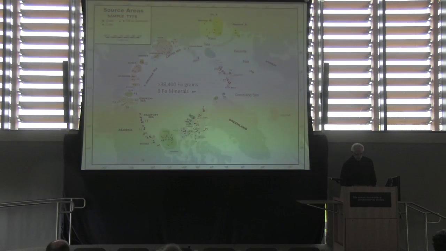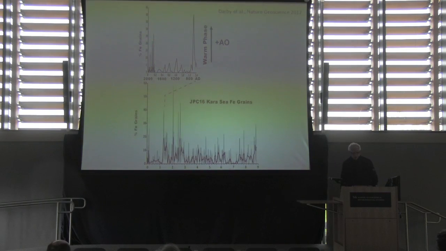And we use 8 different iron minerals and 14 elements. So we have a lot of variables to work with. And here's the record from JPC 16. This is in years AD, so here's the modern 2000, and it goes back to close to 1,000 years before present. And here is the kilo years, and the bottom of the core is about 9,000 years old.